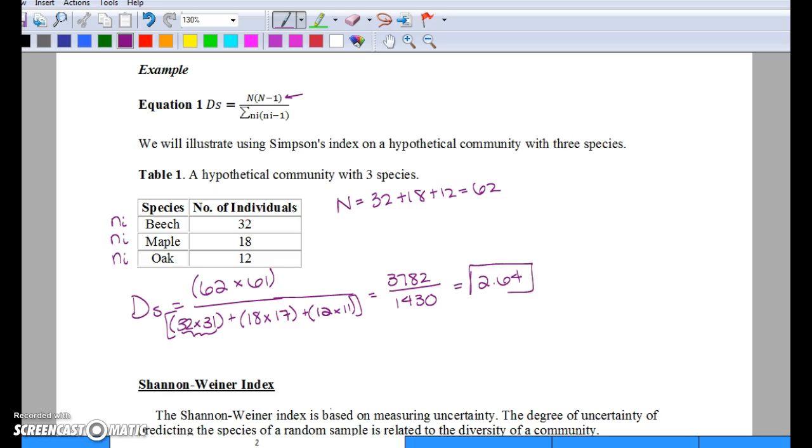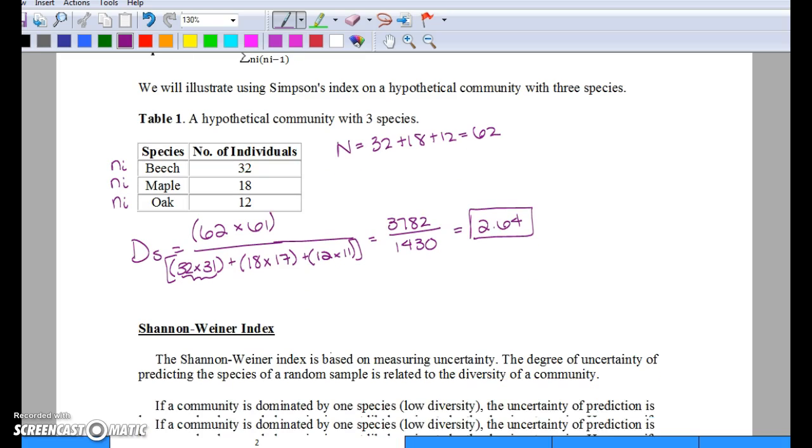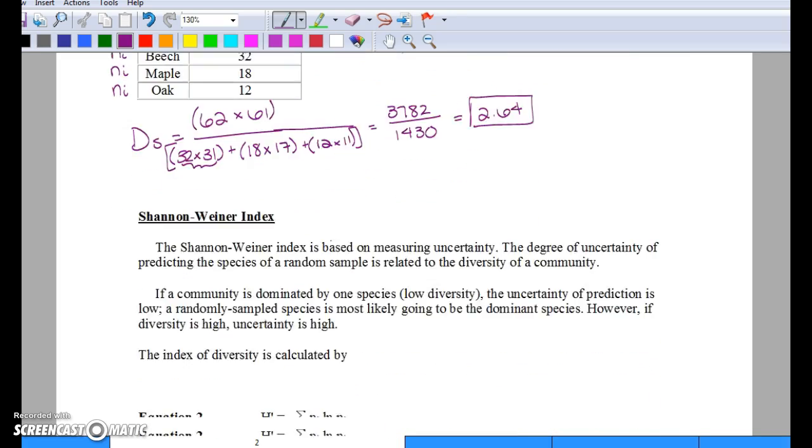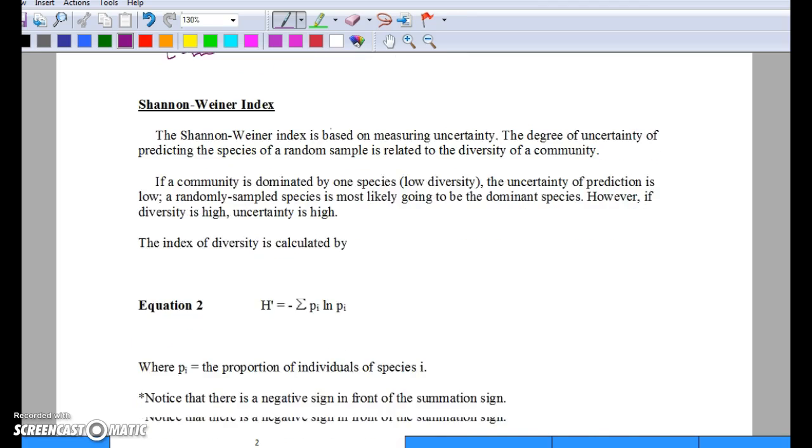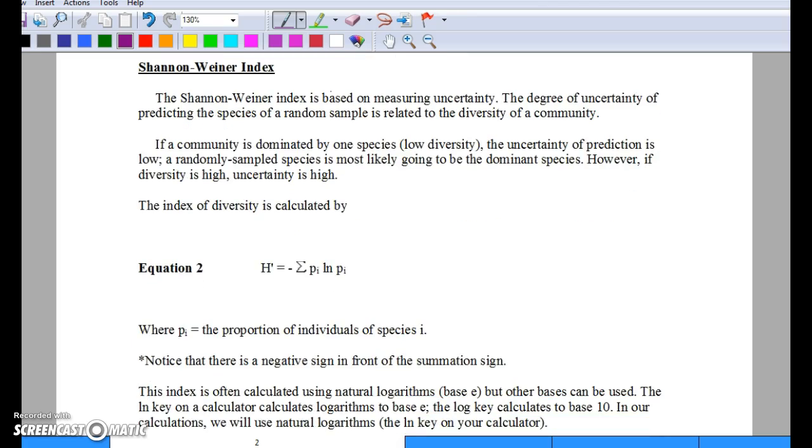So this value you would then compare to the Simpson's index of a different community. If this number is higher than the other community's number, then it is more diverse. If the other community's number is higher than this, then the other community is more diverse. So you just take a look at those end values and you compare them to see which one is more diverse.